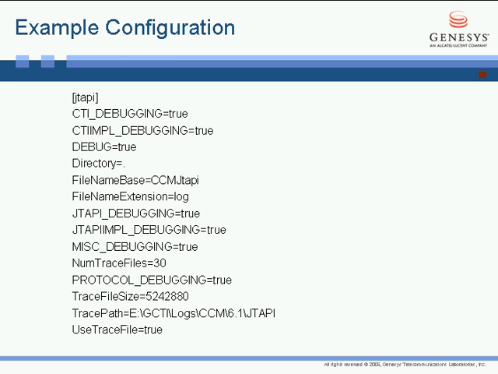All of the different loggings are enabled. One thing to note is that I have simply used the directory option defined as a period. What this will do is store the logs directly in the trace path configured path. This configuration would be the same as if you defined trace path as e:\gcti\logs\ccm\6.1 and directory as jtappy. So the configuration on this slide will be equivalent to the configuration that I will show on the next slide.